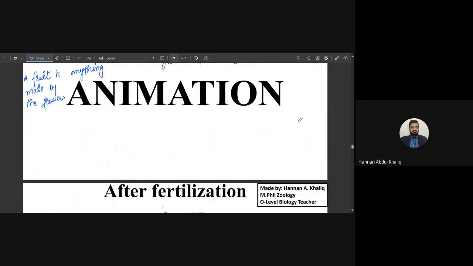Now, another important information: once the fertilization is done, the ovary would start turning into what? Can you answer this? It would start turning into dash, and the ovule would turn into dash.